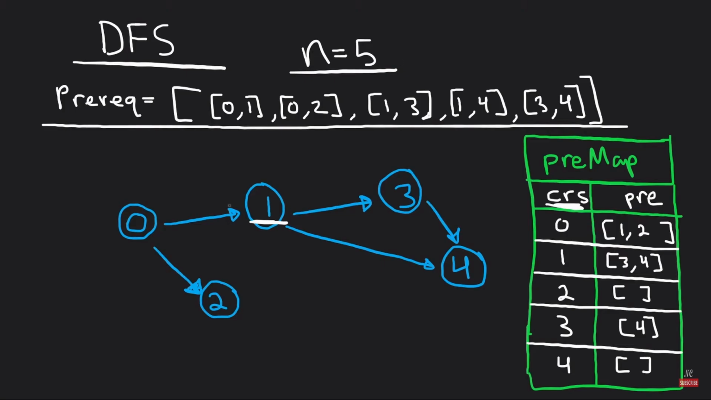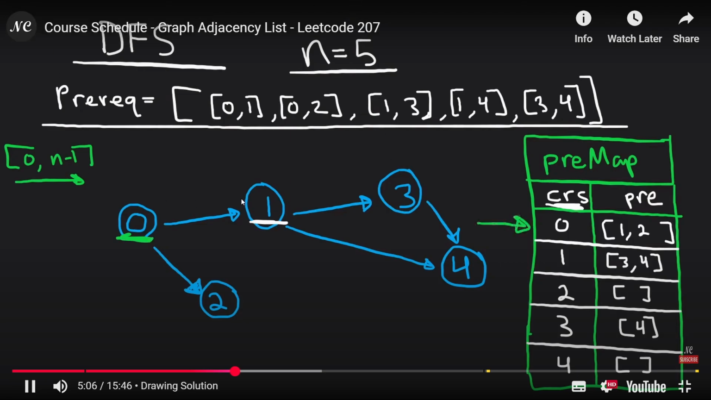So now we're going to run depth first search on every single node. I'm going to do it in the order from 0 to n minus 1. So we'll be starting at 0, and we're going to run depth first search on it. How are we going to do the depth first search? Well, we have our prerequisite map, so we're going to do it recursively. We see that it has 2 prerequisites, 1 and 2. So now let's run depth first search on the first neighbor, 1.